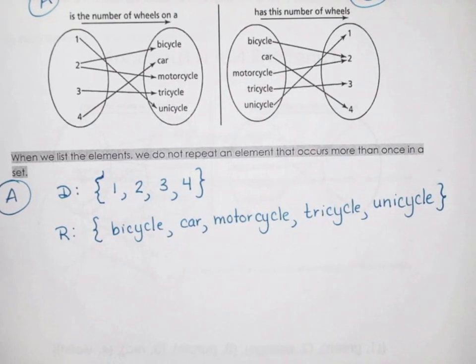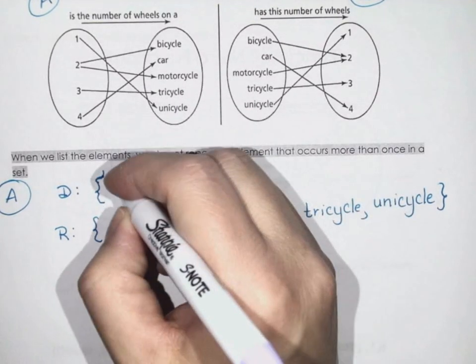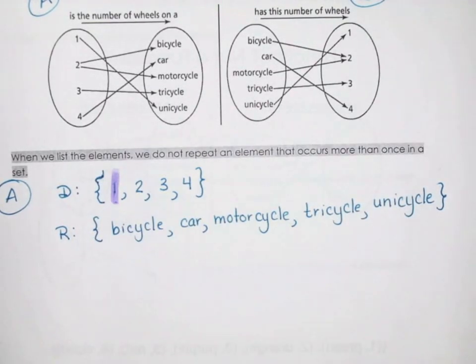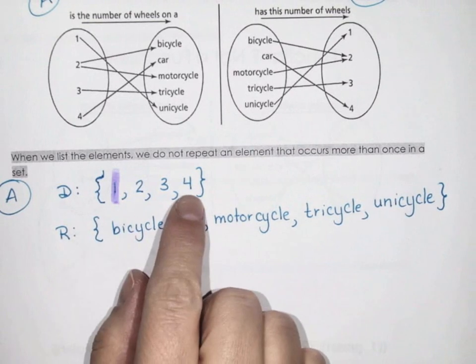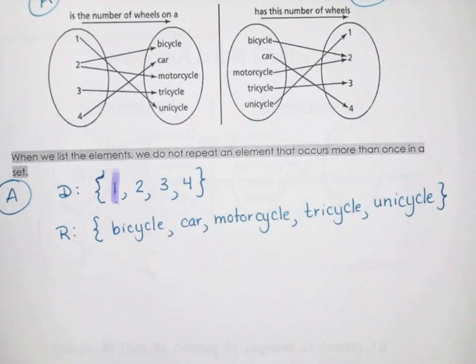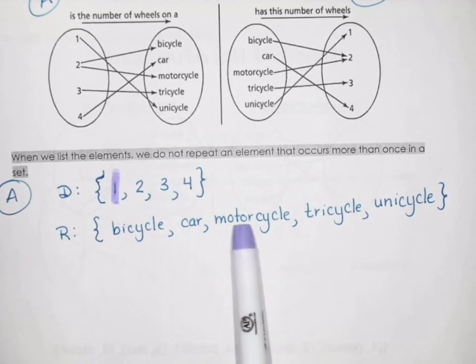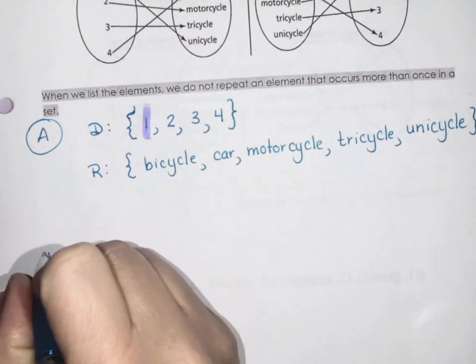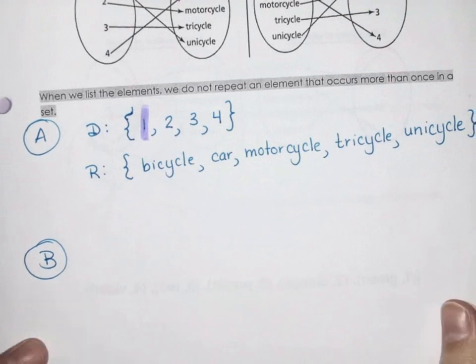Each element, remember, is separated by a comma. And when they're numbers, we put them in ascending order. And here we did put them in alphabetical order as well. Okay, so for part B, what's going to happen?